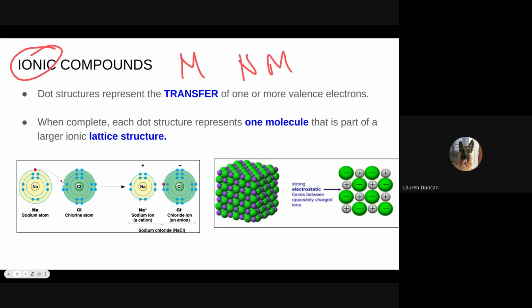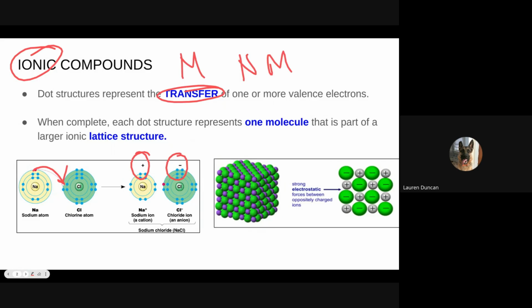And just as a reminder, ionic compounds are formed via valence electron transfer. So the metal, an element with a low number of valence electrons, transfers its valence electrons to the nonmetal. The nonmetal gains it. Oppositely charged ions are produced. They attract each other, and the bond is formed.